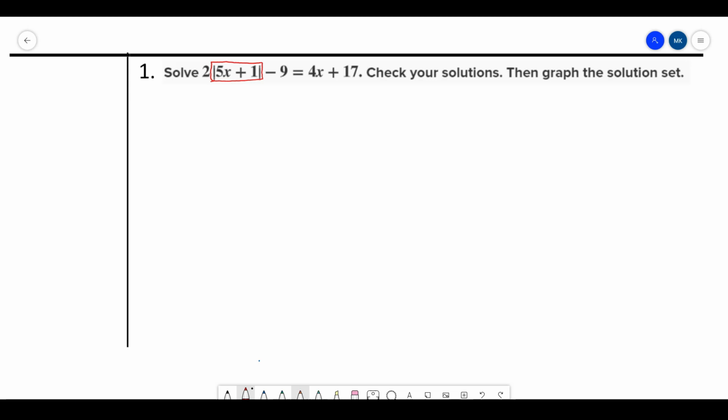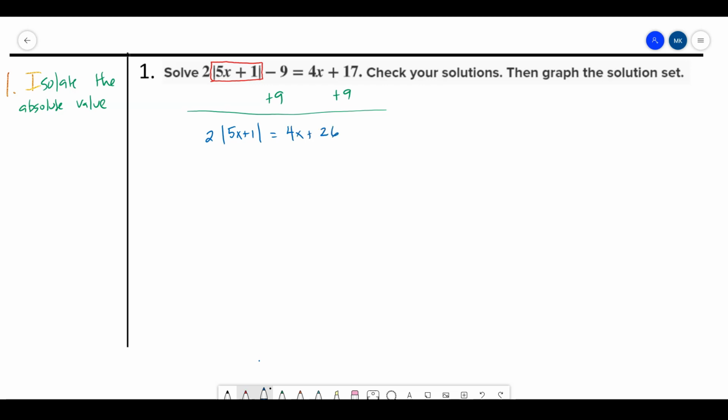The first step that I'm going to take in this process, always, is I'm going to isolate the absolute value term. So in this case, I have an equation. I'm going to get that absolute value 5x plus 1 by itself. So in this case, I'm going to add 9 to both sides. That's going to give me 2 times absolute value 5x plus 1 equals 4x plus 26.